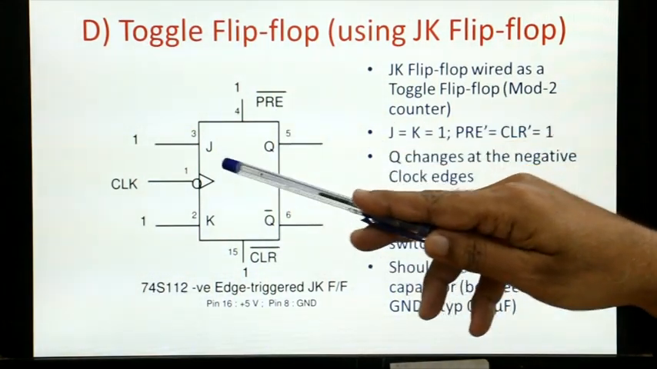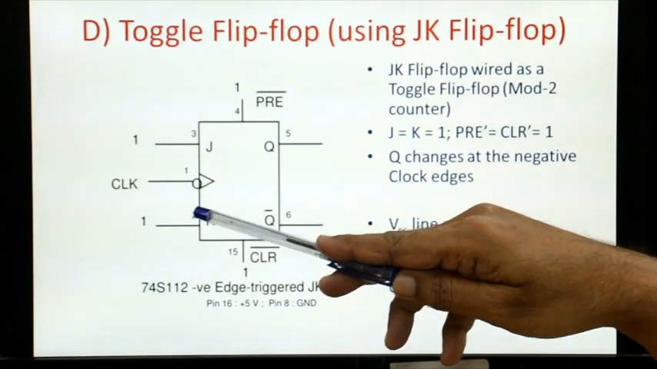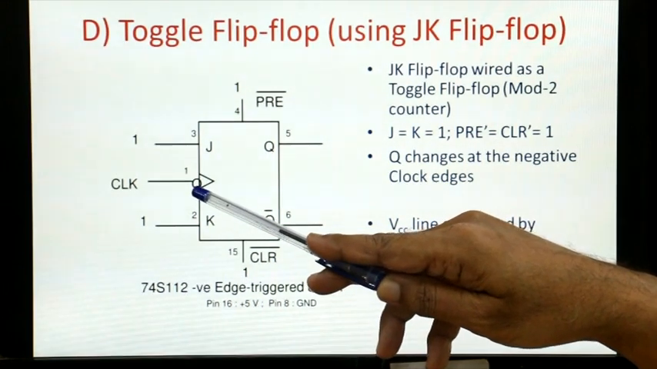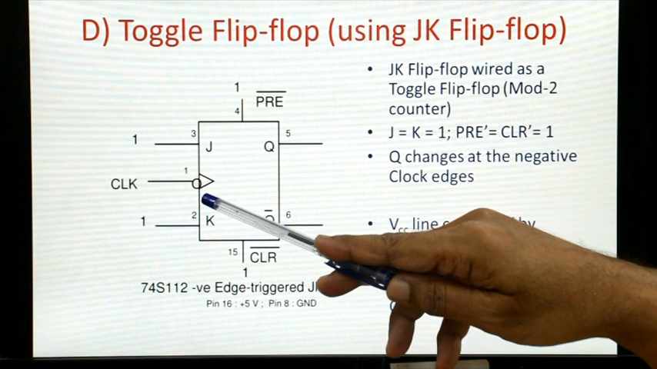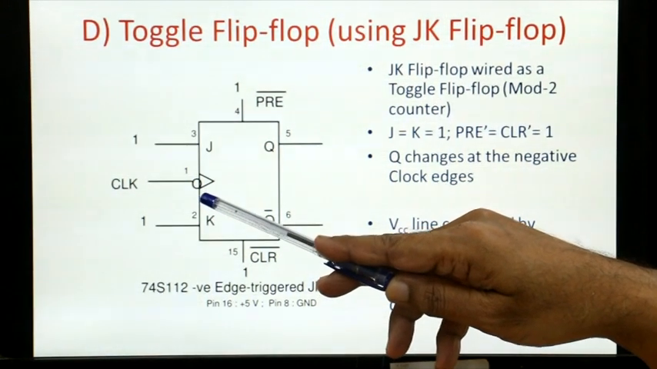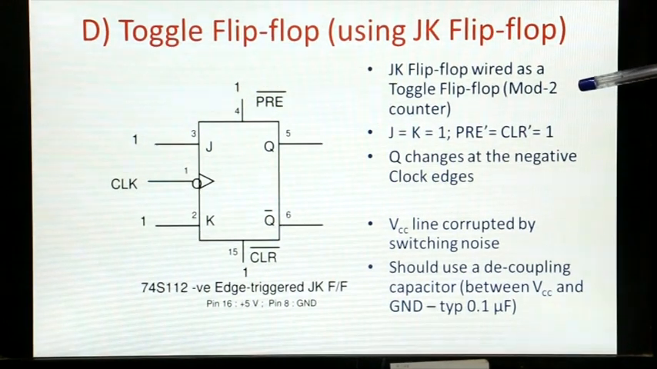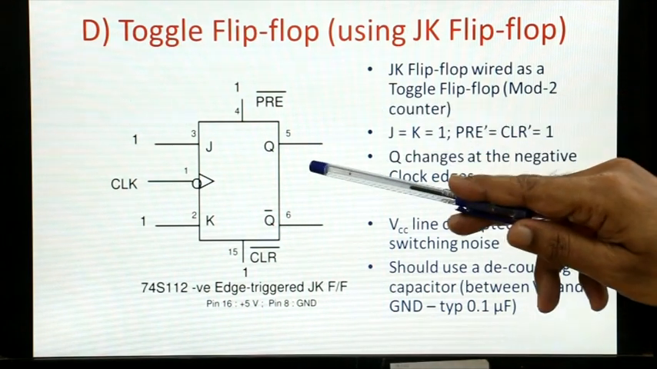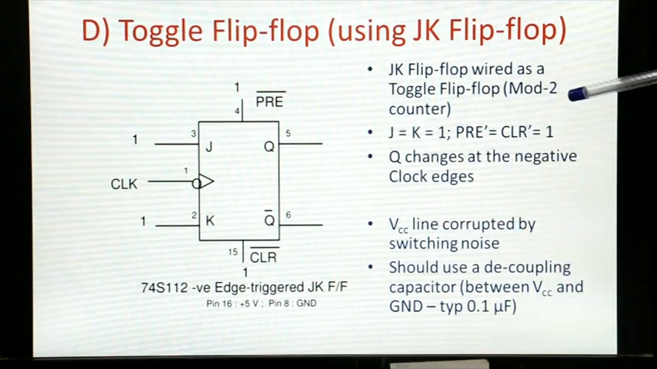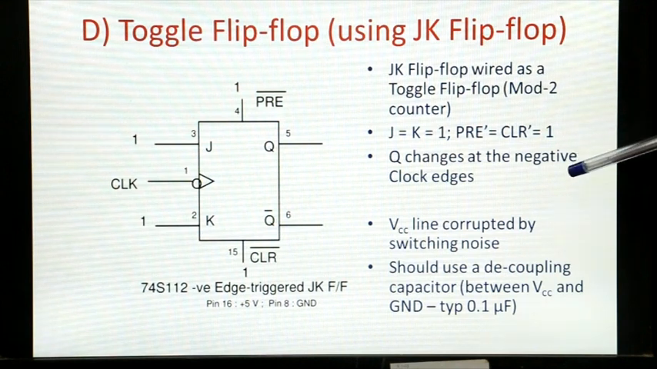So when we do that, this works like a toggle flip-flop, meaning for every clock input, or on every negative edge of the clock, the output will keep on toggling. This is an excellent circuit, and it also works like what is called a mode 2 counter or a divide by 2 counter. There are 2 states for this JK flip-flop, and that amounts to a mode 2 counter. We'll see that in a minute. Important to notice that the Q changes at the negative edges.